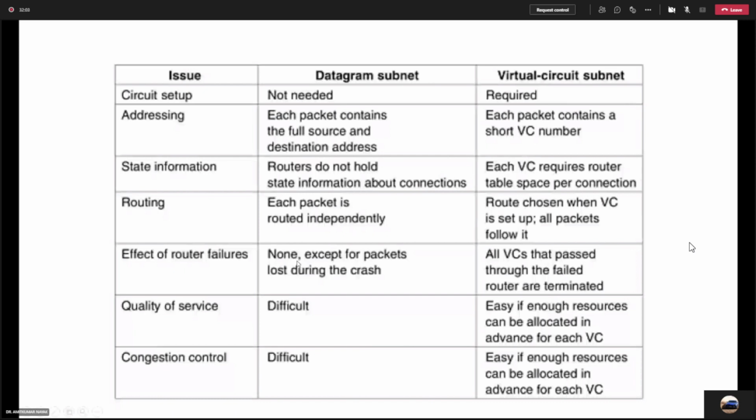Now, quality of service. It is very difficult to achieve quality of service in datagram subnet, and in virtual circuit subnet or in connection-oriented communication, you can easily achieve quality of service. Now, quality of service, it means you have the network available. Assume that you have the CharuSat campus network available with you, and you are working as the network administrator of the CharuSat campus network.